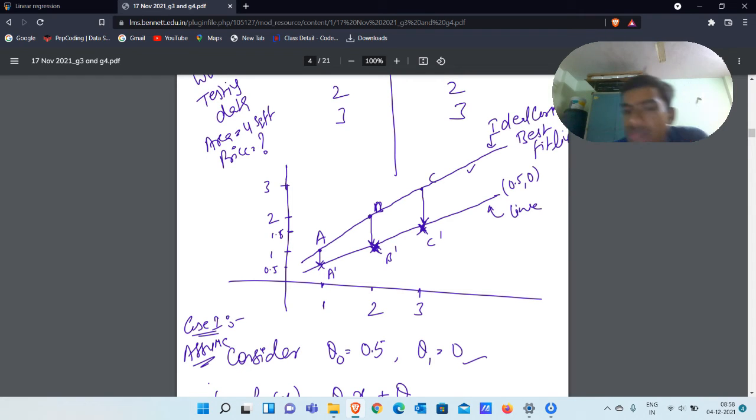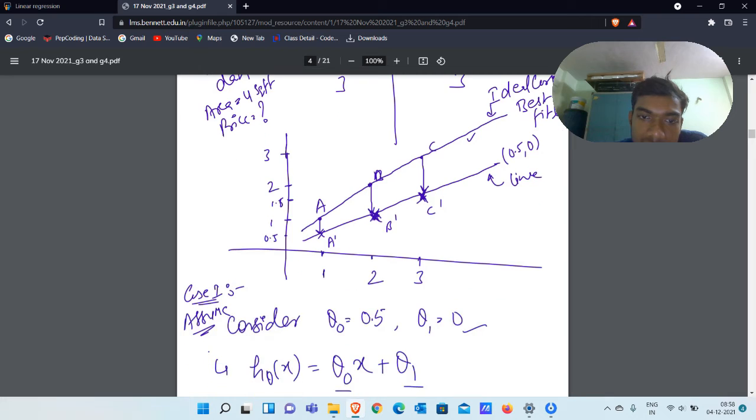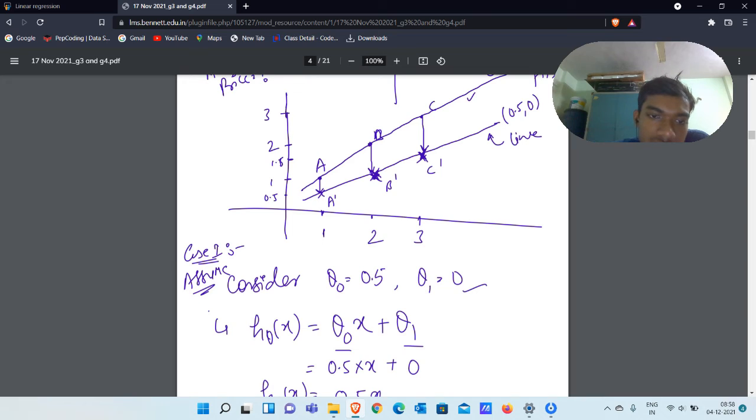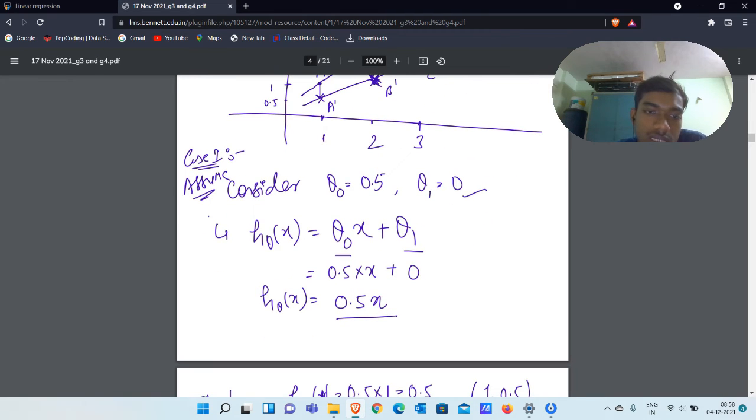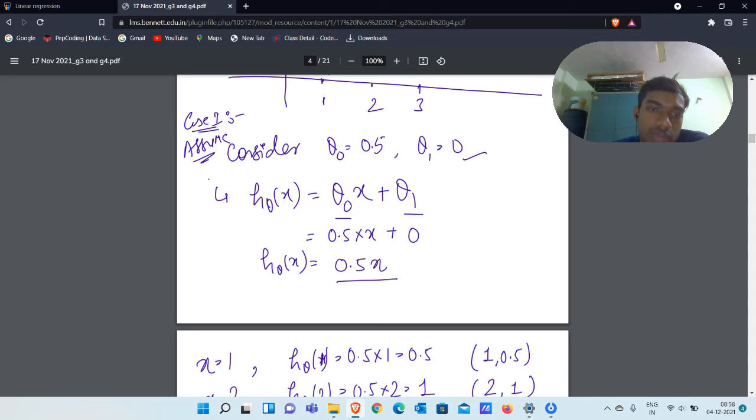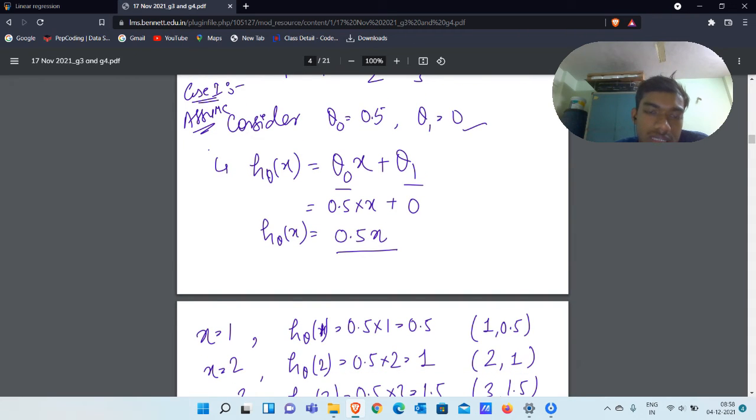Considering the first slope as theta naught, the slope as 0.5 and the intercept as 0, we need to predict. We cannot take any random value as we have taken for this graph. If you see, this is the predicted value and this is the actual value. So we have taken this case where theta naught is 0.5 and the intercept is 0. So in this, the function of the line will be something like theta naught x plus theta 1, where if we put the values of theta naught and theta 1, we get y equal to 0.5 of x, which can also be h of theta x.